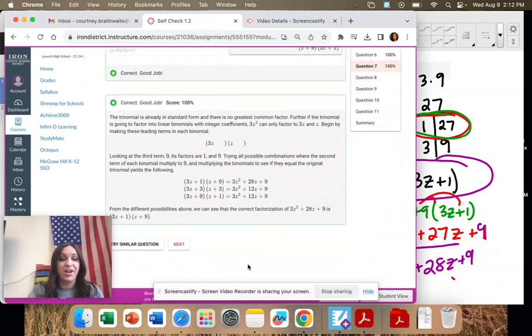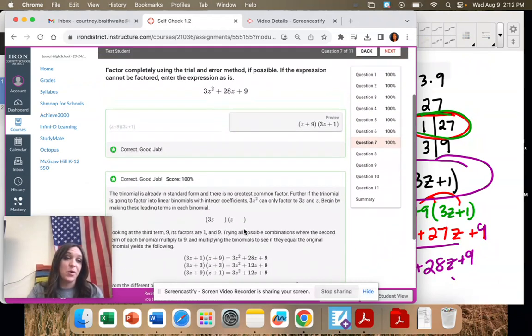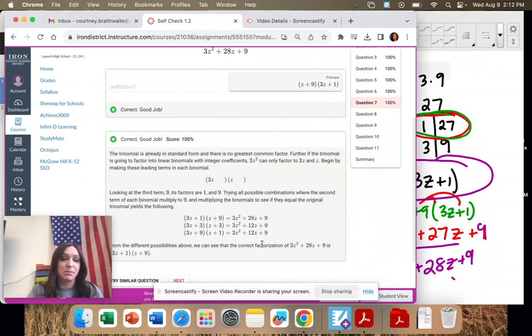So right here, it talks you through how to do guess and check, the trial and error method. That is one way, just multiplying a lot of times till you get the right thing.